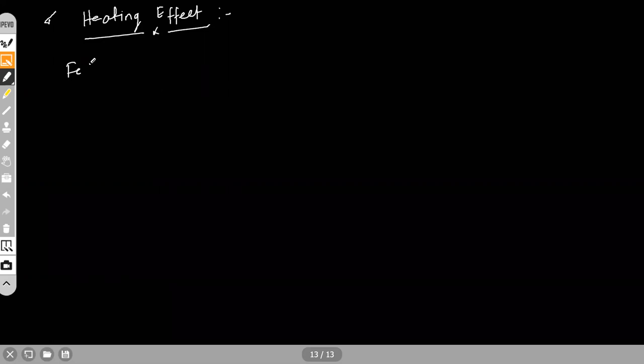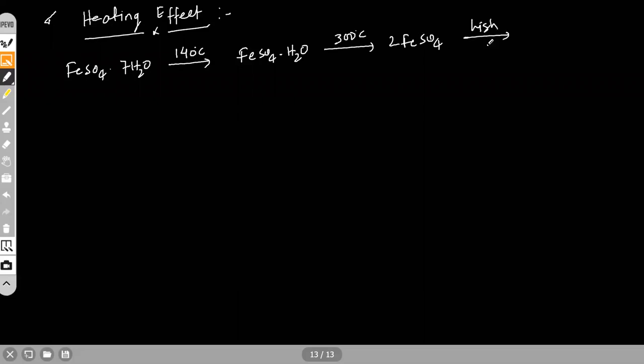The hydrated form of FeSO4, they have asked this question many times. So this heating effect reaction is very, very important. FeSO4.7H2O, when you heat this at 140 degrees Celsius, the temperature here is also important, 6 molecules of H2O go out and it forms FeSO4.H2O. Further, if you heat it at 300 degrees Celsius, anhydrous FeSO4 forms. When you heat at higher than 300 degrees Celsius, 500, 600, it dissociates and forms Fe2O3 plus sulfur dioxide and sulfur trioxide gas. The color of Fe2O3 is reddish brown.